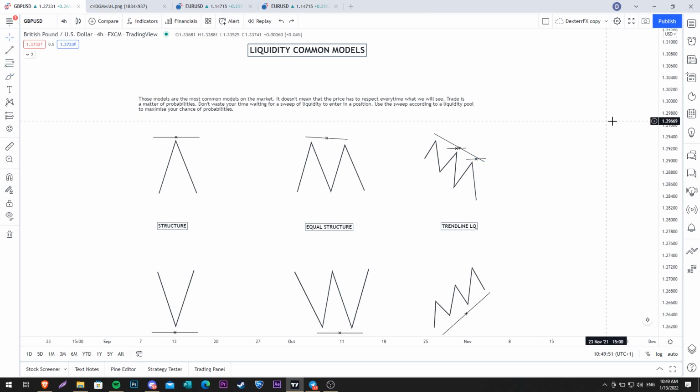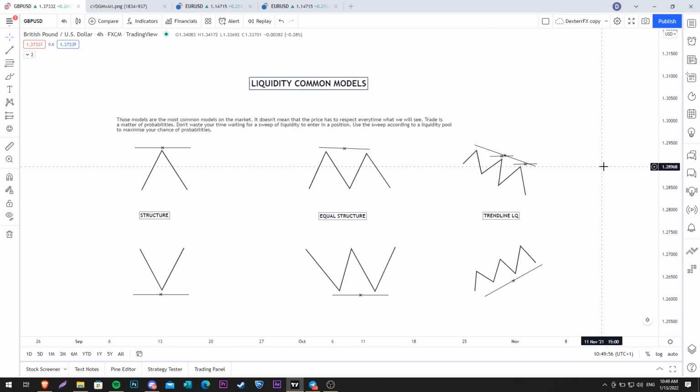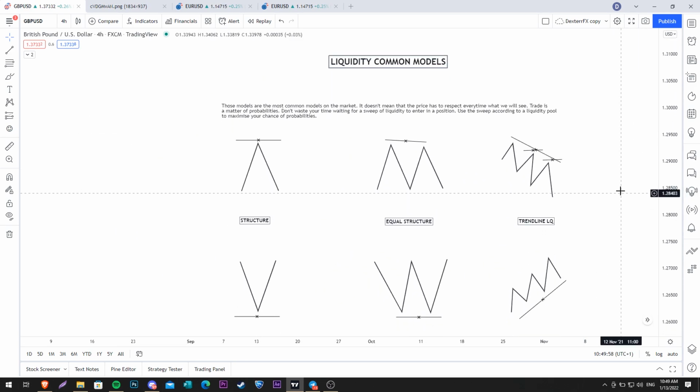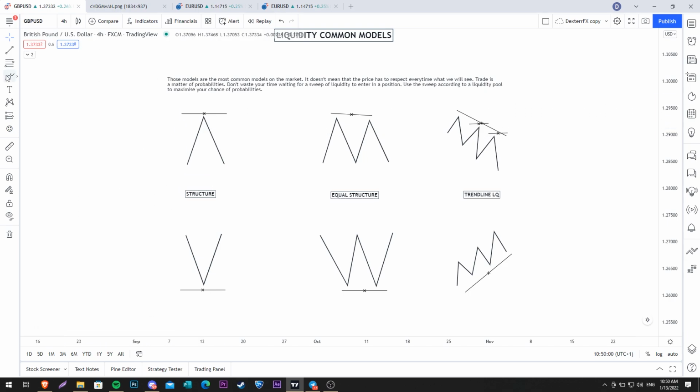Those models are very important to understand and to know, okay? It's not because you see equal highs that the price will automatically come back to fill resting orders. No, sometimes price will not have the needed orders to continue its move, and will just continue its move by following this equal structure.